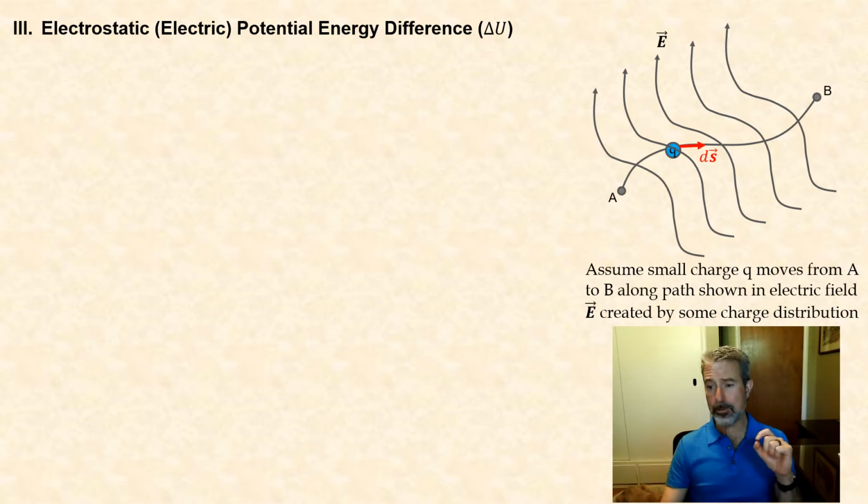All right, so given that review, let's get to it. Let's talk about these two new quantities. The first quantity we'll introduce is what we call the electrostatic, or sometimes just the electric, potential energy difference. Sometimes we use the symbol capital PE for potential energy. I'm going to use a capital U here to represent potential energy. So these are both very commonly used symbols.